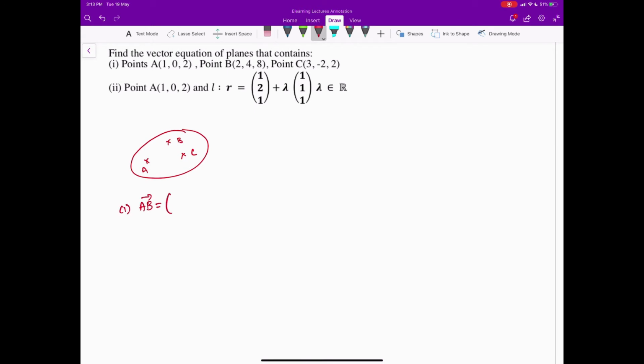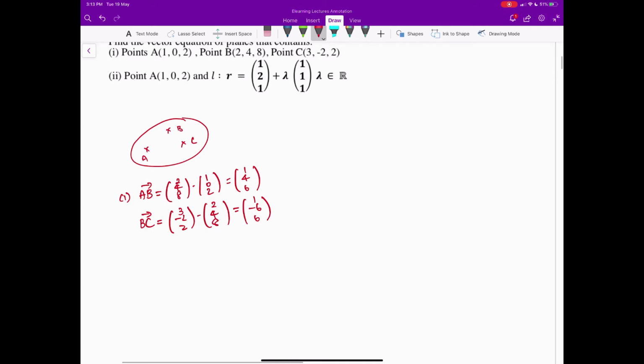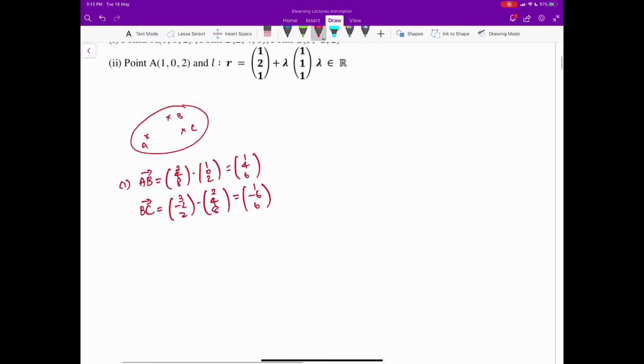AB is equal to OB minus OA, so it's (2, 4, 8) minus (1, 0, 2), which gives me (1, 4, 6). Next, I'm going to find BC. Like I said, you can use AC, you can use CB, whichever direction you want. BC is equal to OC minus OB, so it's (3, -2, 2) minus (2, 4, 8), which gives me (1, -6, -6). Take note, because we are talking about direction, we can simplify the direction if we can. However, over here, this is the most simplified direction that we can get.